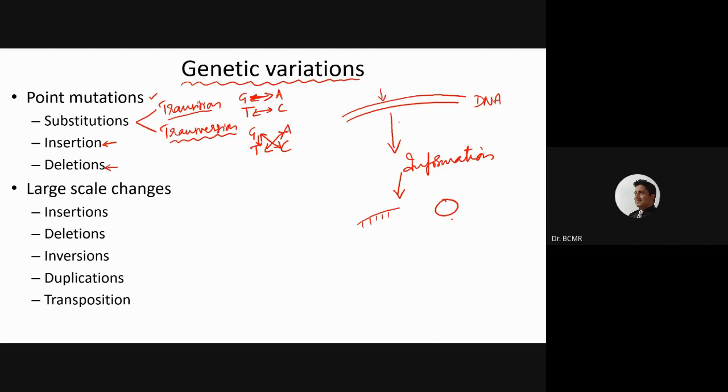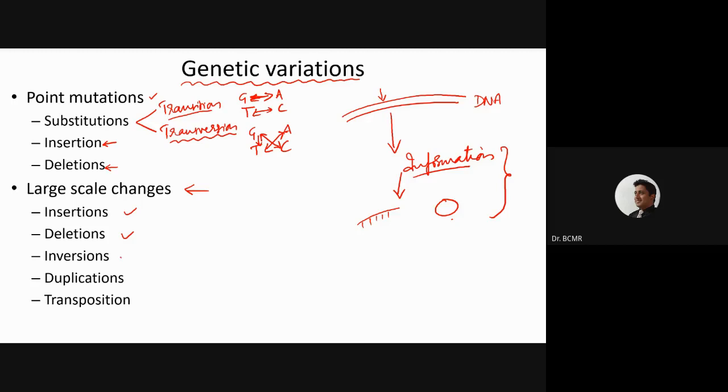So the changes in the DNA can influence the information. And those mutations, we have a separate category like silent mutations, missense mutations, or frame shift mutations, and so on. We are not discussing that at this stage. And the large scale changes can be insertions or deletions, which are large, maybe tens or hundreds of bases.